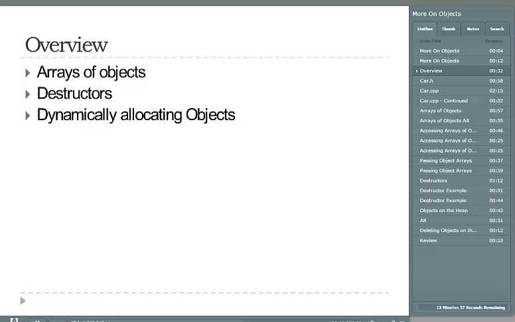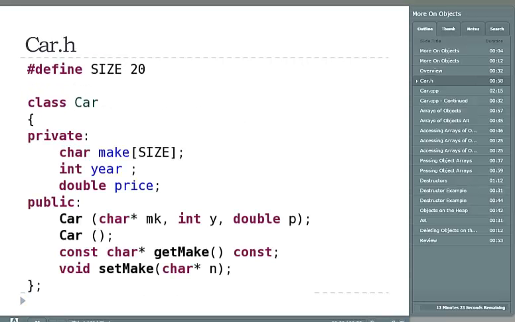This presentation continues on with section 19 in the workbook, and the topics that are covered include arrays of objects, destructors, and dynamically allocating objects on the heap. As we study these topics, we'll use the following class. The class is called car and has three member variables: make, year, and price.